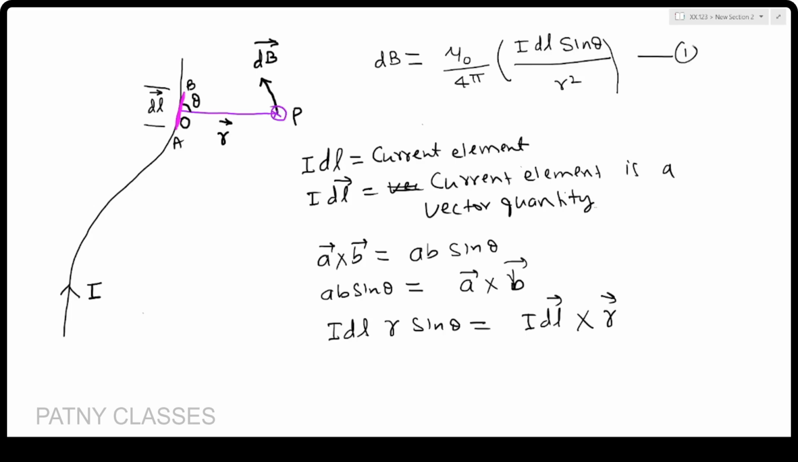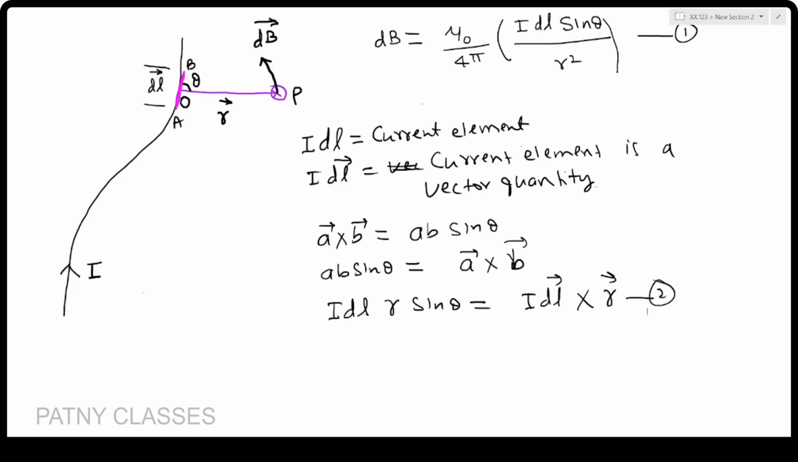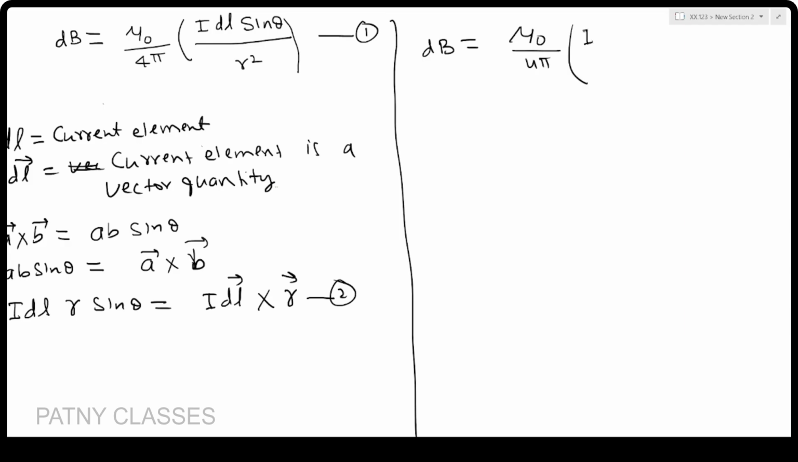Now let us call these equation 1 and equation 2. In equation 1, what is the problem? There is no r; r is absent. So to create the r there, what can we do? We can multiply and divide by r. There is a shortage of r. To create the r here, dB is equal to mu naught upon 4 pi, I dl sin theta, and already r square is there. Now multiplying and dividing by r, dB equals mu naught upon 4 pi. Now taking that r inside.